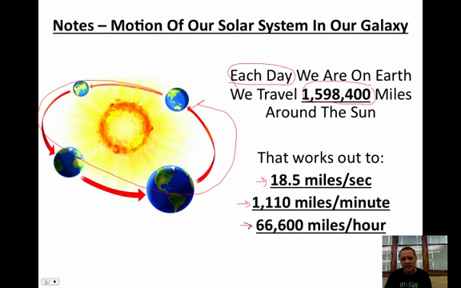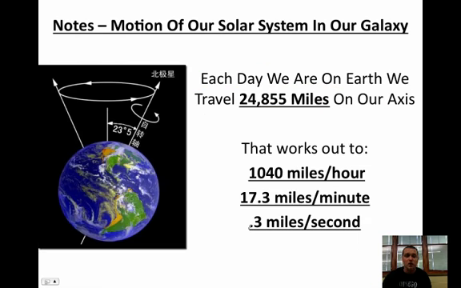It's hard to understand and hard to comprehend exactly what's physically taking place, but those are the numbers. They're ginormous. They're huge. So each day we're on Earth, we travel 24,855 miles on our axis. Our axis is where we are currently spinning around and around and around. And we make a travel distance of 24,855 miles on our axis.